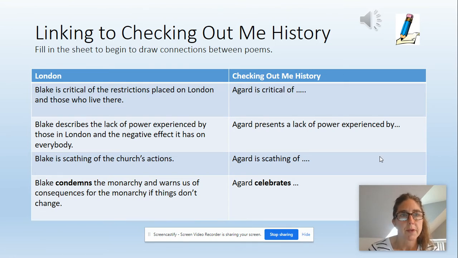So we've got the statements on this chart that we've already used about London down the left, and we need to make some for Checking Out History. So if Blake is critical of the restrictions placed on London, what's Agard critical of? If Blake describes the lack of power experienced by people in London, whose lack of power does Agard present, etc. So pause the video, have a few minutes to see whether you can write some of the statements down for Checking Out History, and then move on if you're stuck or if you want to check.